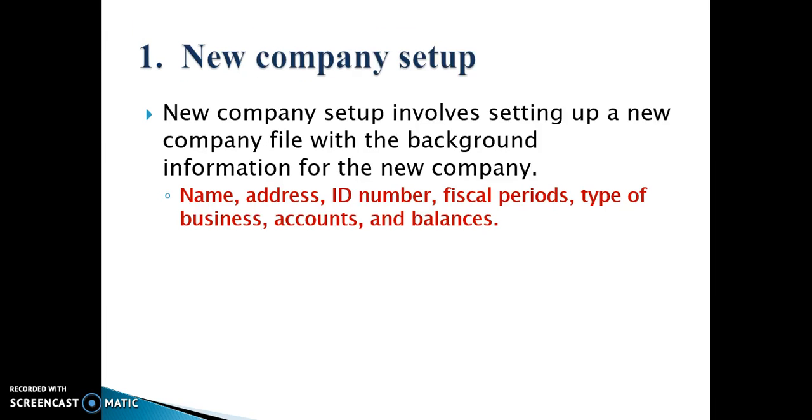A new company setup, which is really Chapter 6 and 7, provides information about setting up a new company file with the background information for the new company. And this includes your address, your name, your ID, the fiscal period, the type of business, the accounts, and the different balances.